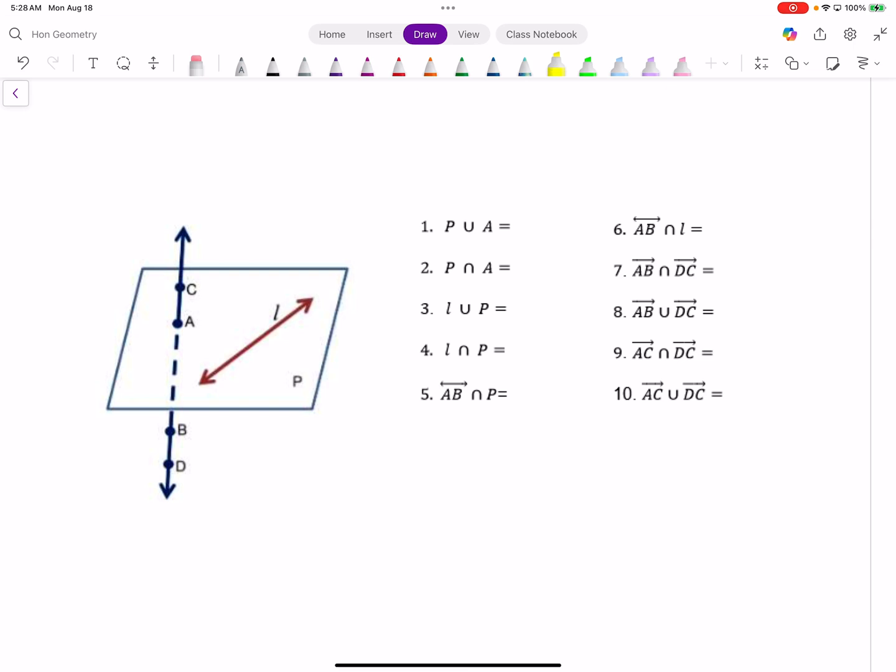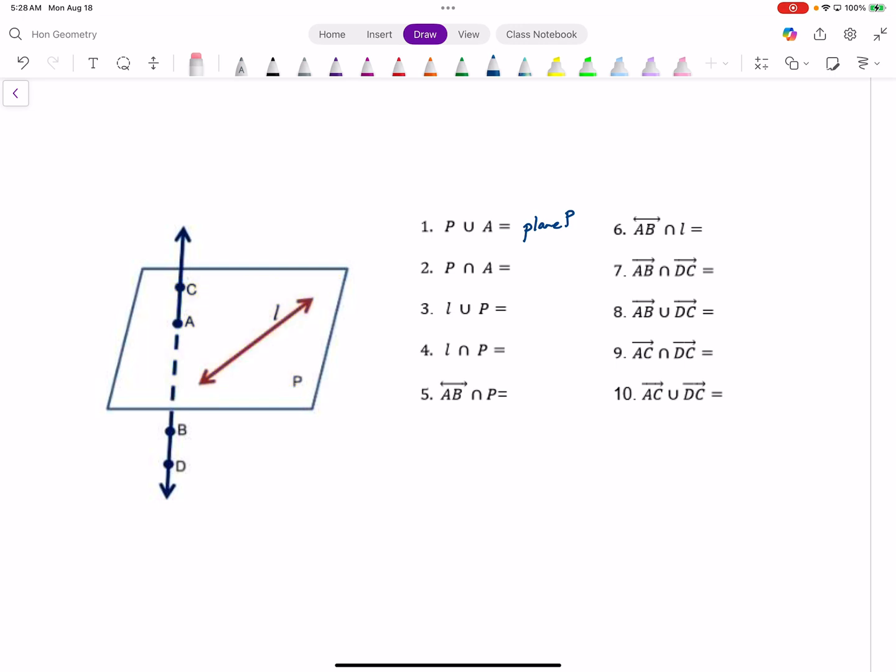So plane P, so we got this entire plane right here, union with point A. Well, point A, based on how this is drawn, is in that plane. So if I take all the points in the plane, union them together with point A, then that's just going to be the entire plane, which is not a bad idea. Remember to say the word plane out in front, because then nobody's going to think it's some point, even though obviously on the picture it's not just some random point, but still.